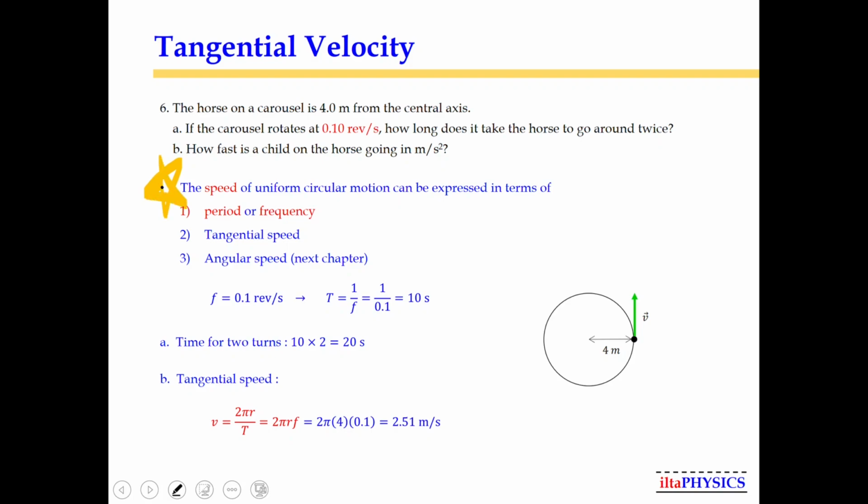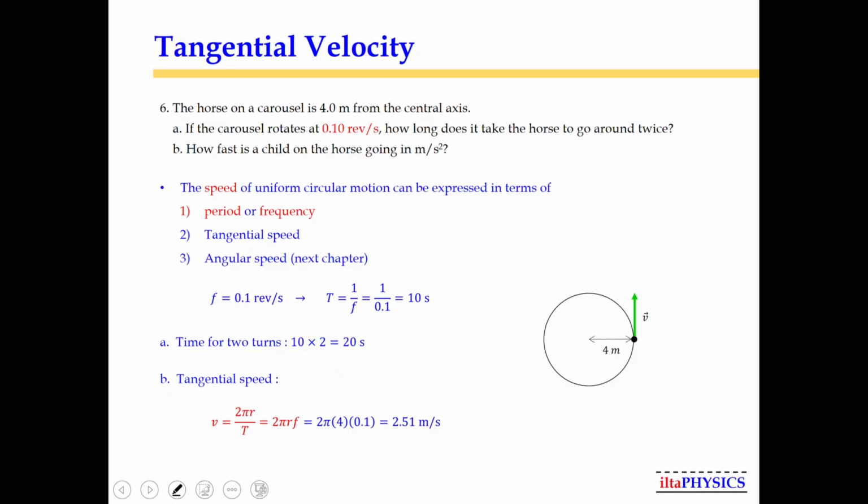In this problem, the speed is given as a frequency. The definition of frequency is exactly what's given, 0.1 rotations per second. Since the period is the reciprocal of the frequency, the time for one rotation is 10 seconds. Therefore, the time for two rotations is 10 times 2, which equals 20 seconds.